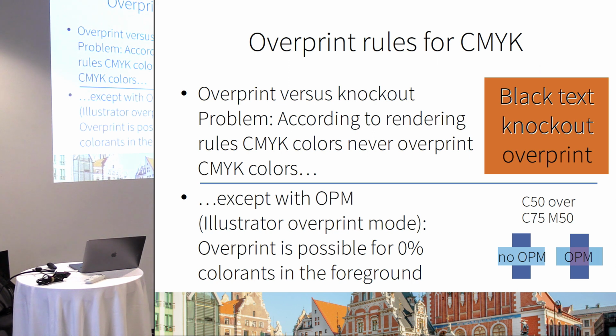We have a cyan 50% patch in front of another patch that uses cyan 75, magenta 50. With no OPM, there is no overprint at all. And when there is OPM, since the upper object doesn't use magenta, the magenta shines through from the background because OPM is set, and the foreground object doesn't use magenta, so that this appears violet here. Does it make sense?